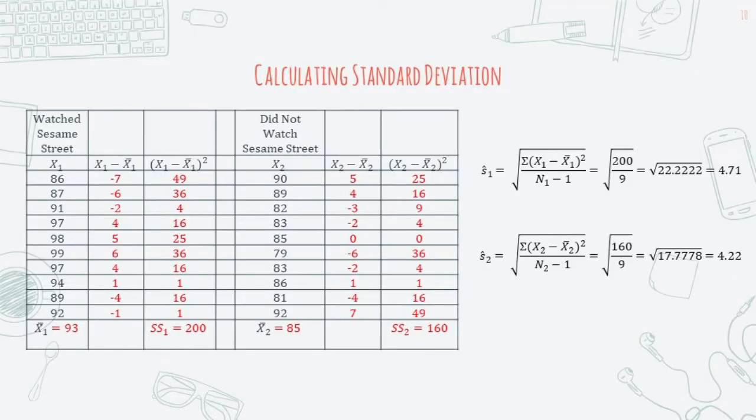But if you look at this slide, you will see that with the sum of squares that we calculated, as well as the degrees of freedom of 9, that 10 minus 1, we could follow through and get these standard deviations of 4.71 for our first watch Sesame Street and a 4.22 for those who did not watch Sesame Street.